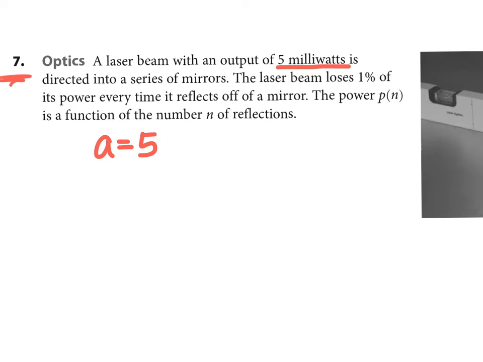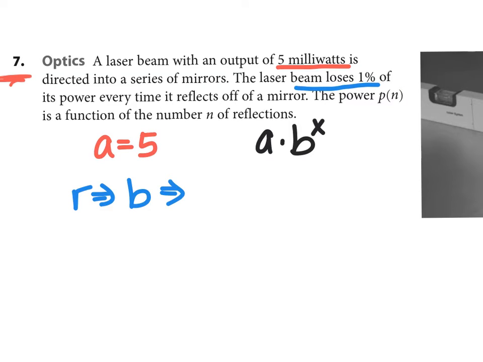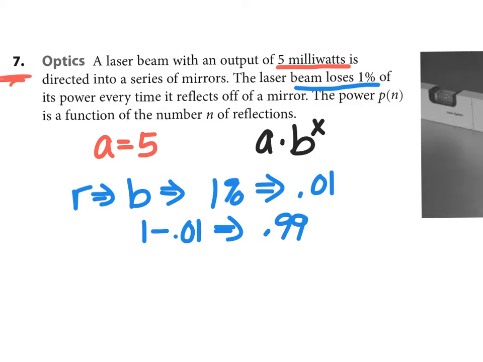Since the laser beam loses power of 1%, that means our R, or our B in this case, if we're using the function a times b to the x power as our generic function, is our common ratio. Since it's losing, first of all, we need to change 1% to a decimal. That's 0.01. That's how much it's losing from 100%. So I do 1 minus 0.01, which is 0.99.